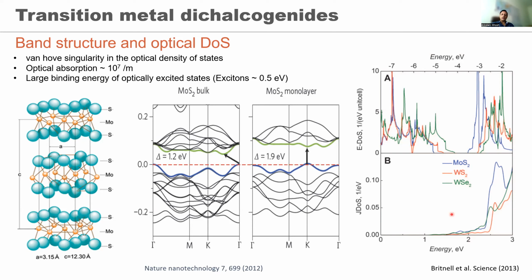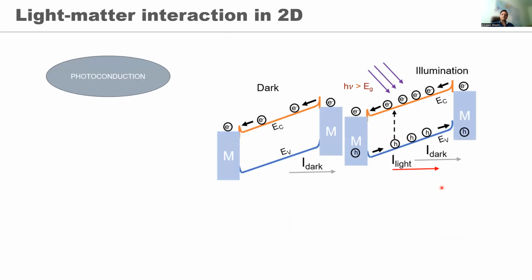Okay, so with this, let me go through a little bit of basics and let's ask ourselves the question: what are the ways in which light and matter interact in most devices of solid-state systems, solid-state devices?